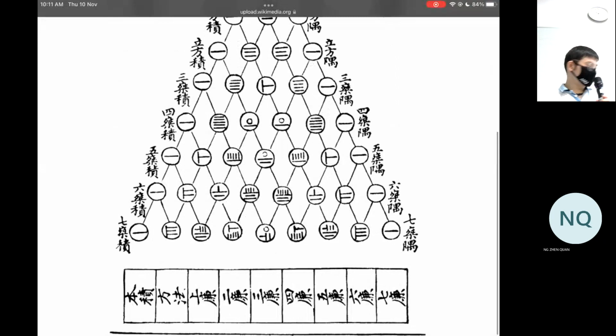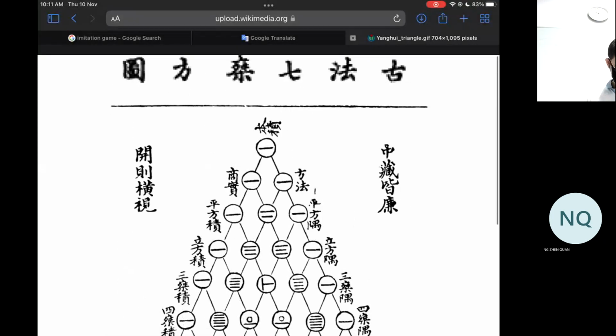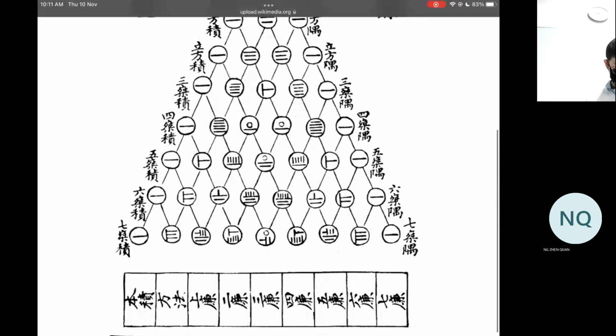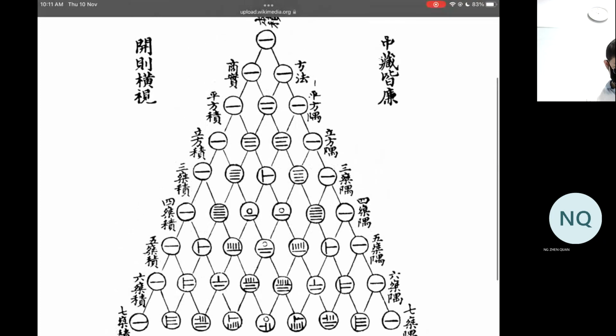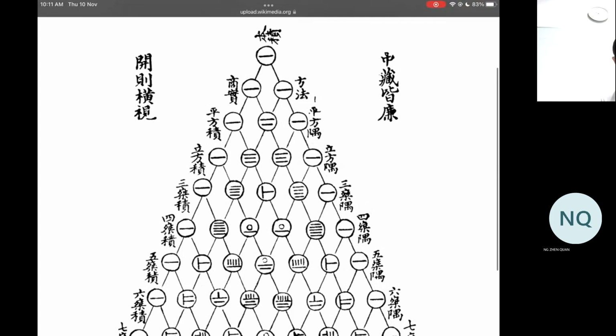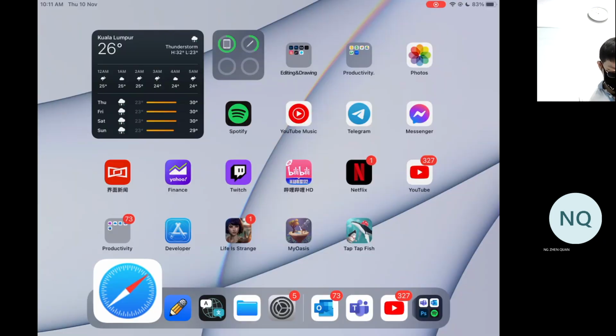Actually, I just found out about this two years ago, the Yang-Hui triangle, because I used to learn the Pascal triangle. If you want to look for this, you can go to Wikipedia.